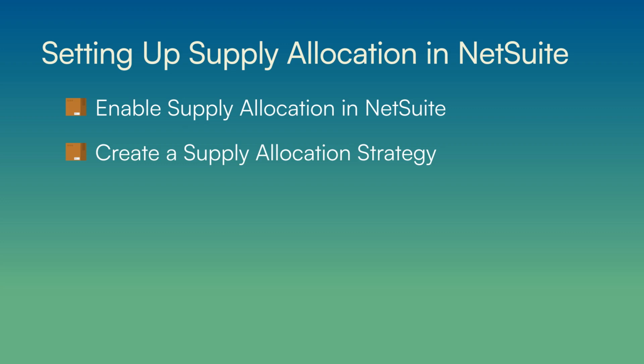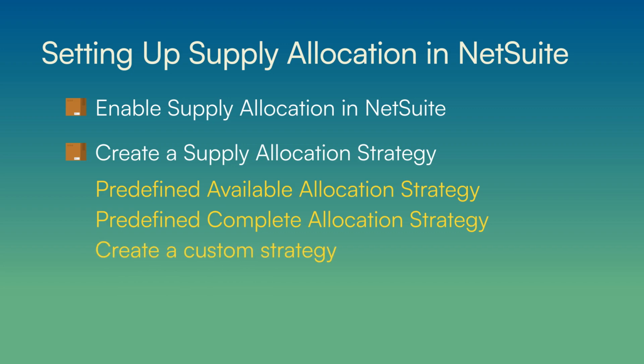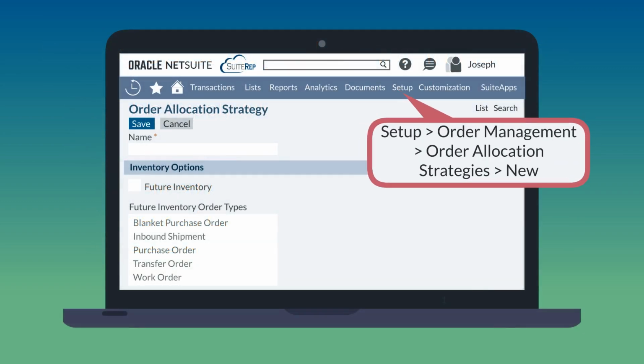There are two existing supply allocation strategies that come with the supply allocation feature. Neither of these evaluates future inventory, only what you already have on hand. The predefined available allocation strategy allocates inventory to orders as the inventory becomes available. This allows you to make partial fulfillments on large orders. The predefined complete allocation strategy requires the system to fulfill complete orders rather than partials. If you use the complete allocation strategy, large orders will not be fulfilled until the entire order is available in inventory.